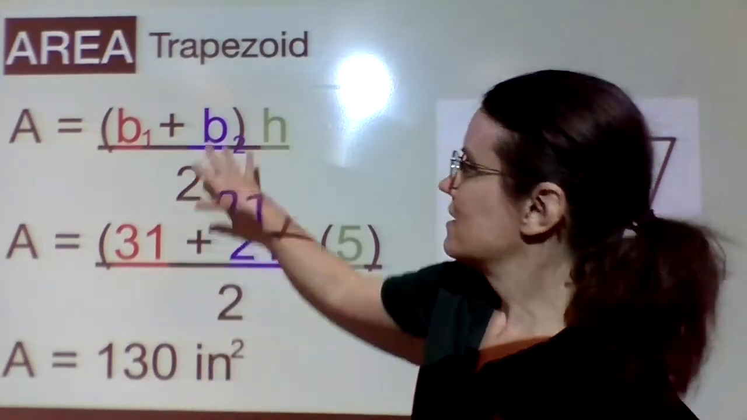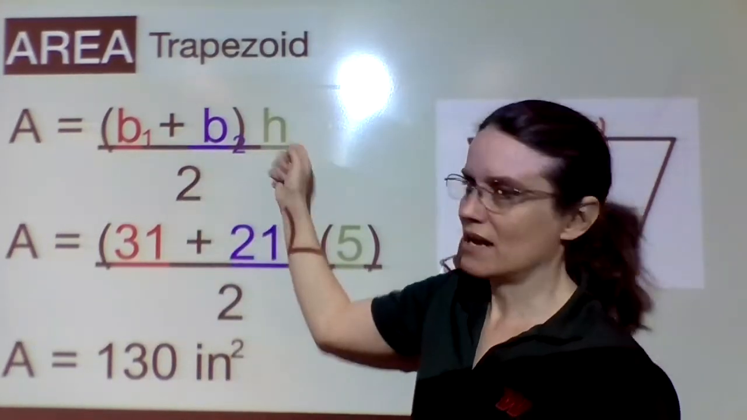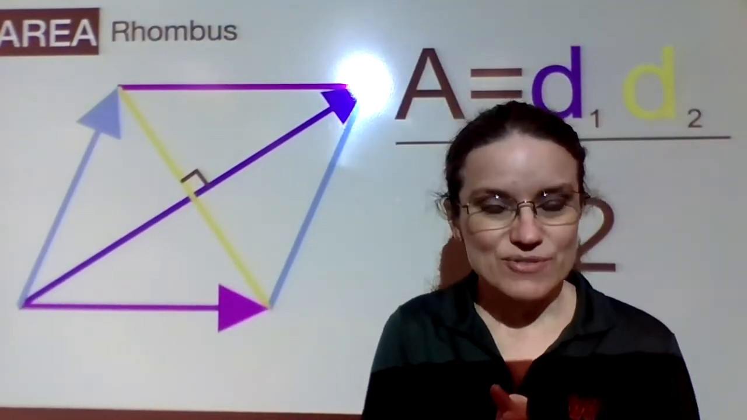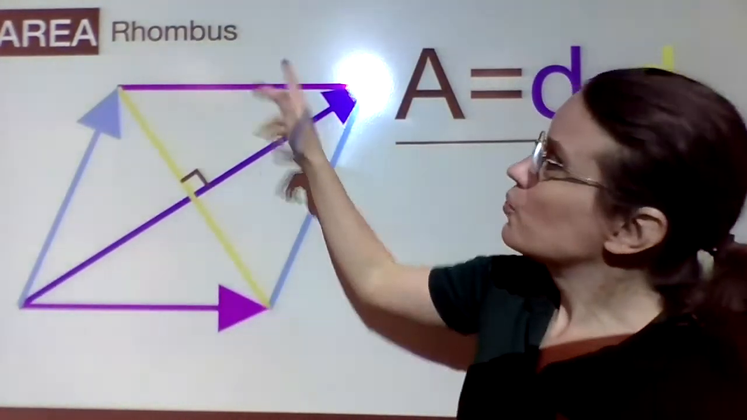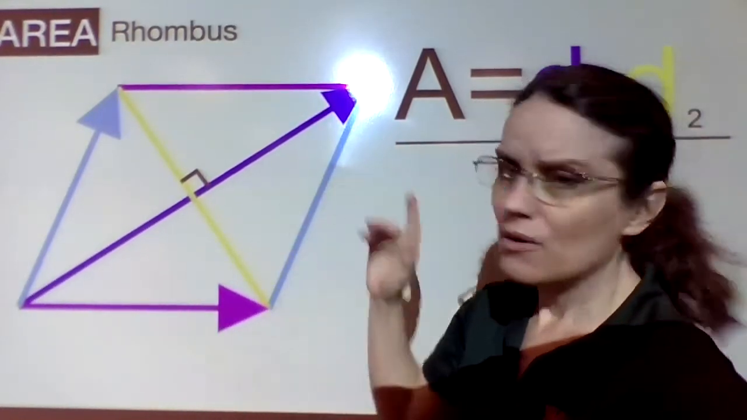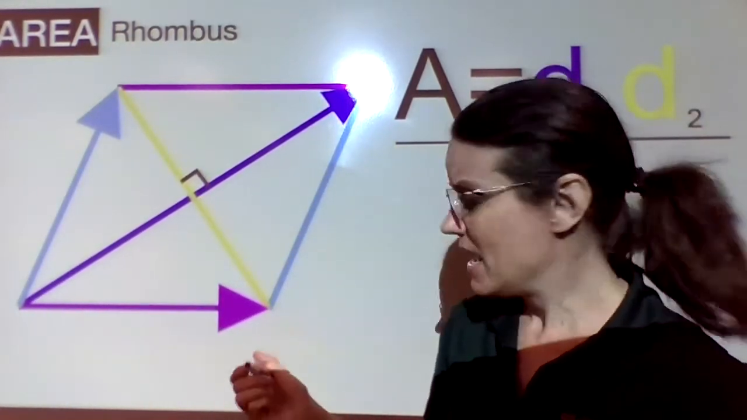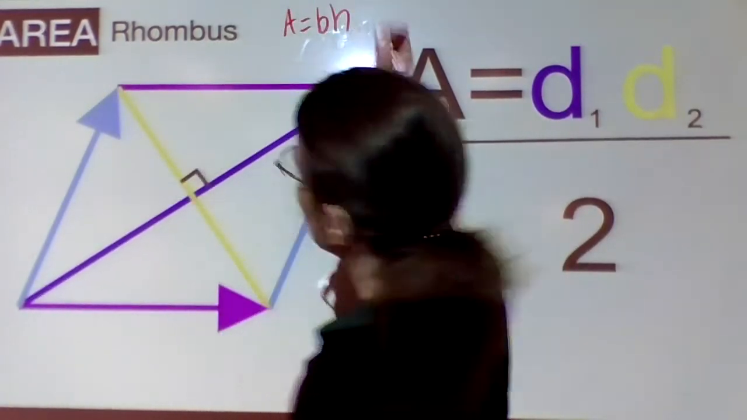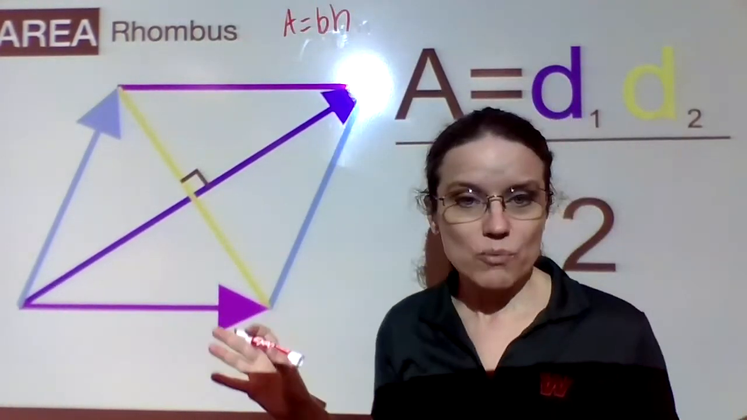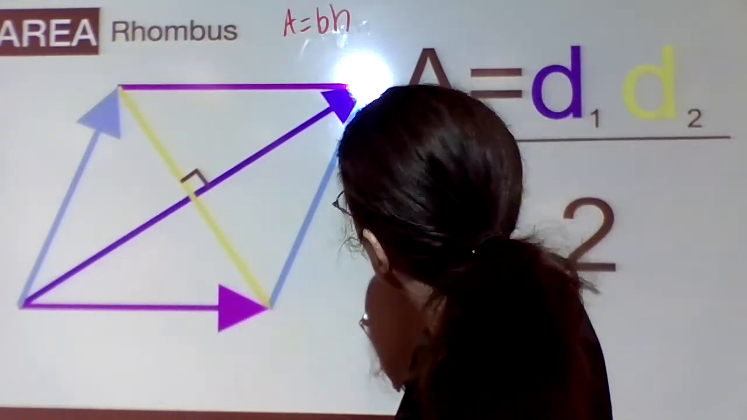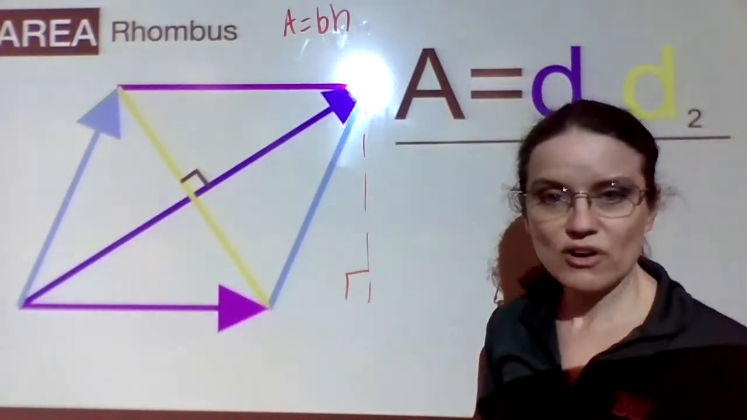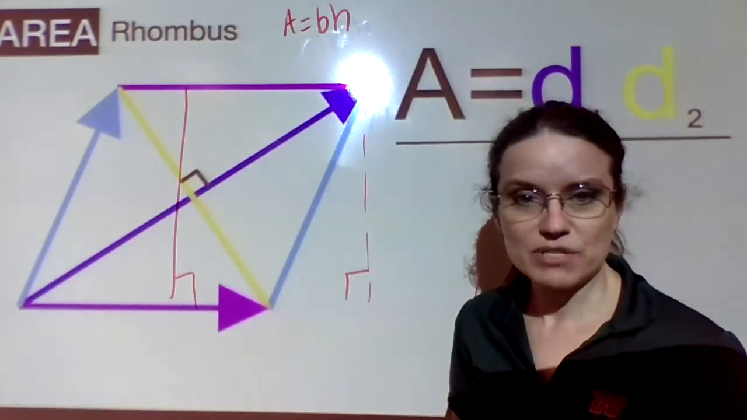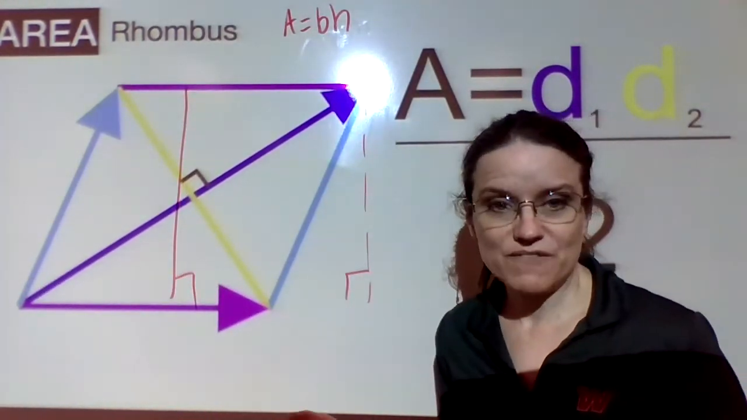Just remember, your formula is average your bases times your height to get the area of your trapezoid. Now we get to do things that are a little different. For your rhombus, a rhombus is just a parallelogram, and so you could use area equals base times height. That totally works, unless you don't have your height. If you don't know this distance from top to bottom, you're not able to find the height.